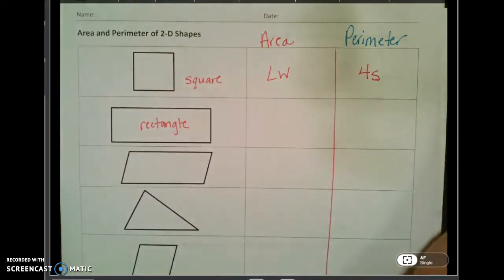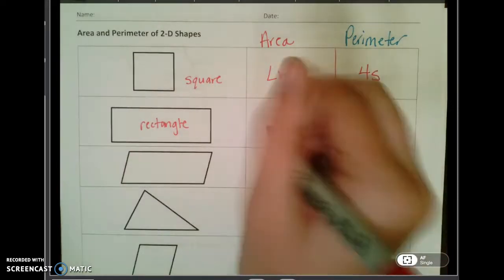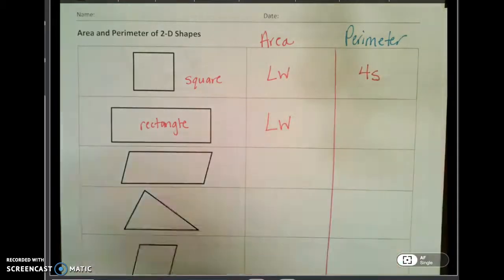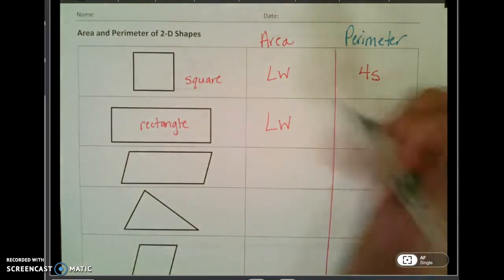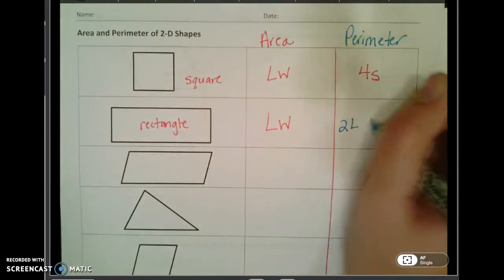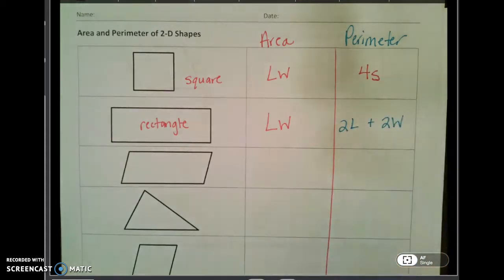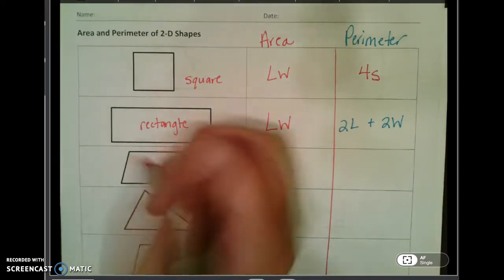So in order to get the area of a rectangle, we do the same thing, still length times width for area. And then for perimeter, we have 2 sides that match, and then the other 2 sides match. So I can say 2 times my length plus 2 times my width. Or you can just add up all the sides, whatever works best for you. Next one is a parallelogram.